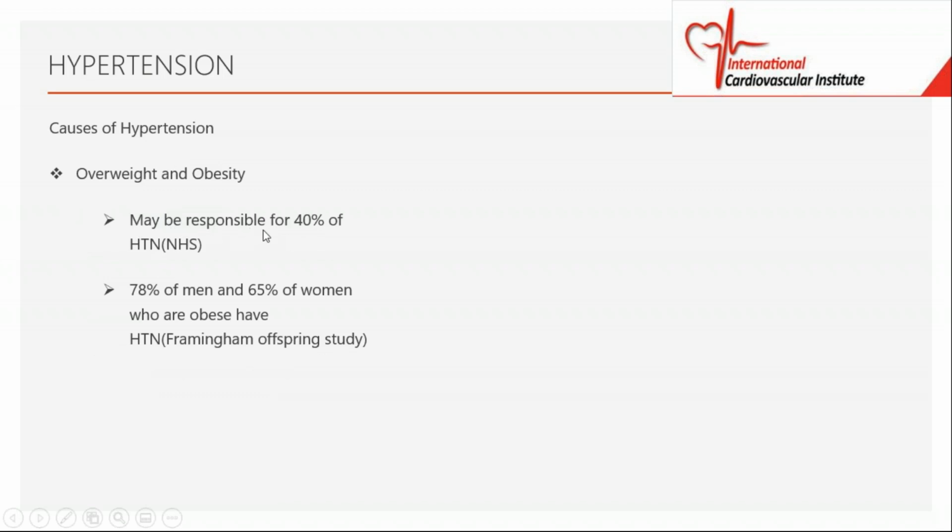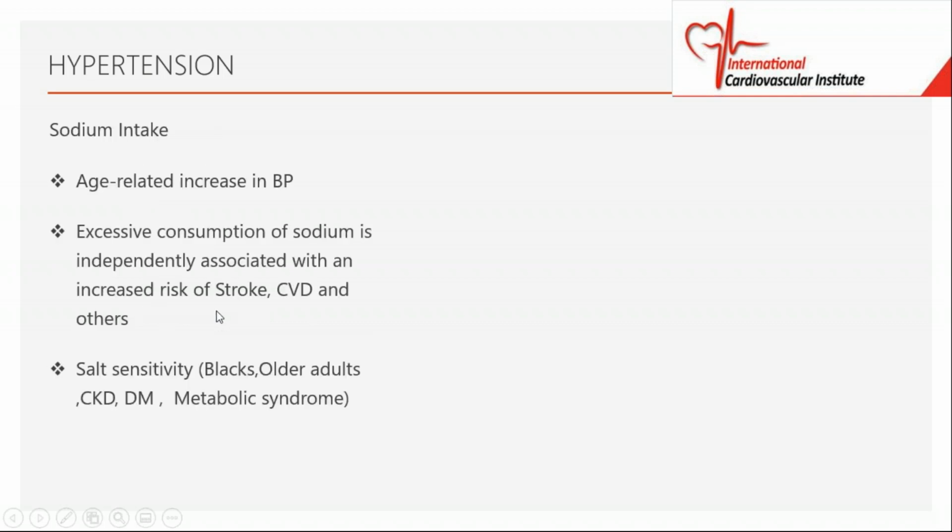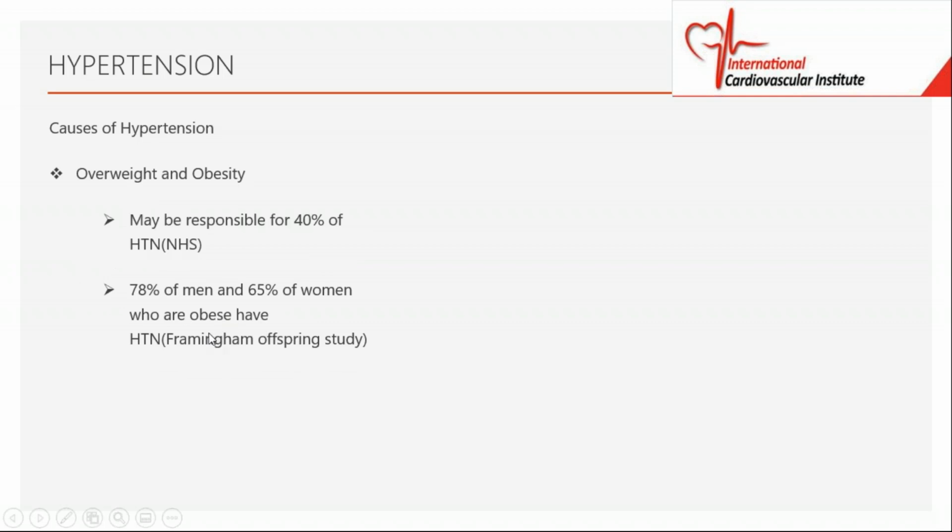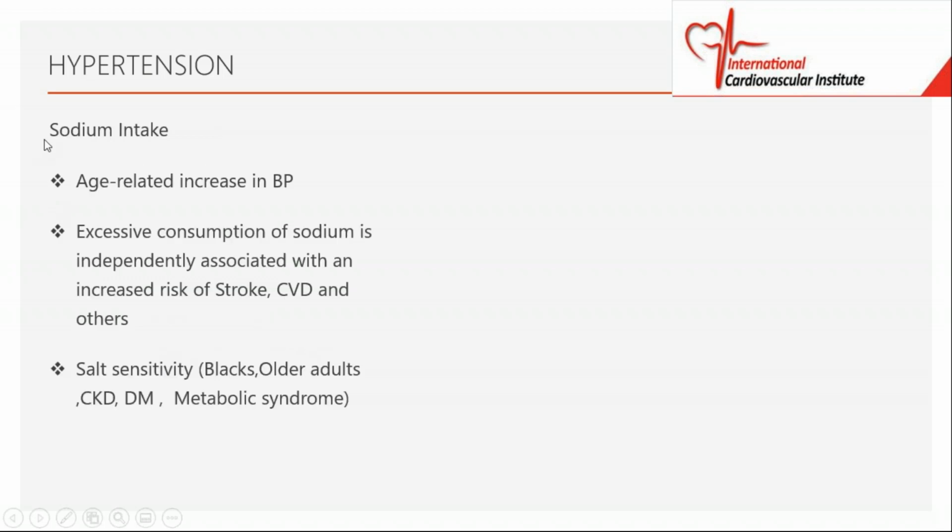So your obese or overweight individual may be responsible for as much as 40% of hypertension. We commonly talk about essential hypertension, but if we can control the weight, we can reduce some of this hypertension. So 78% of males and 65% of females who are obese in the Framingham Offspring study were shown to be hypertensive. Sodium, salt intake.